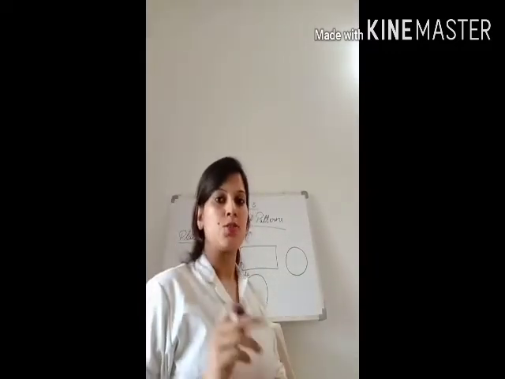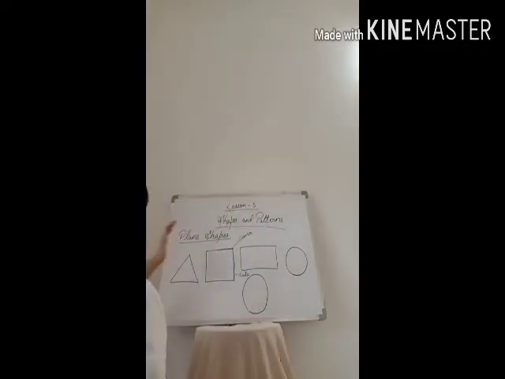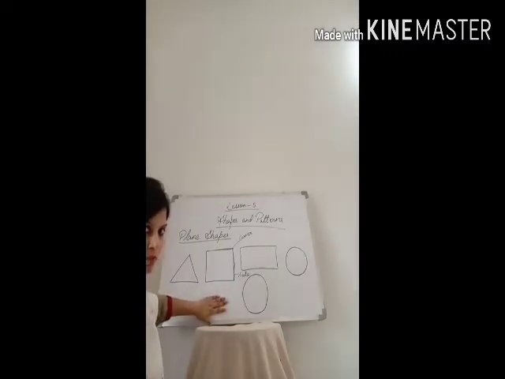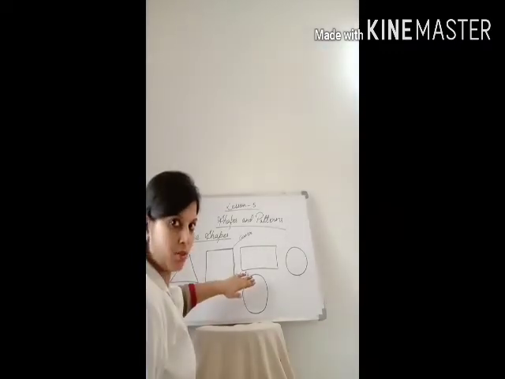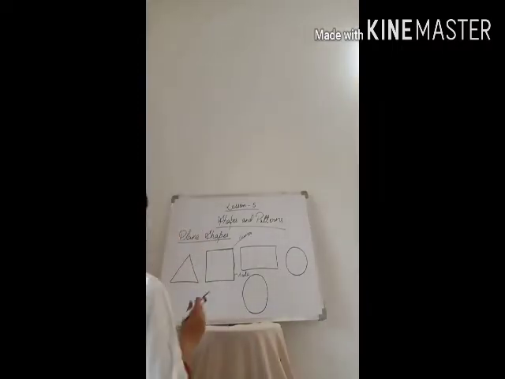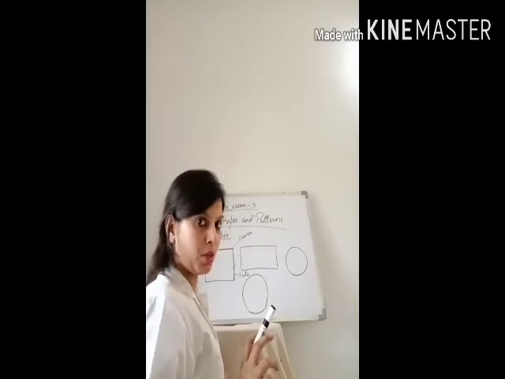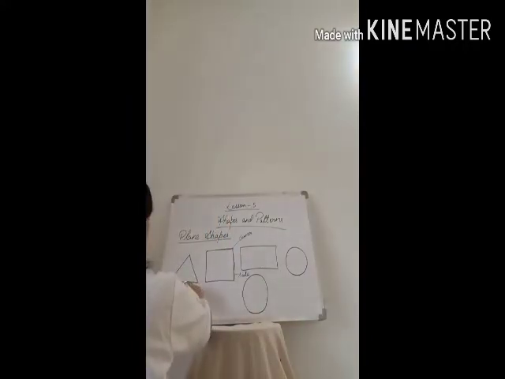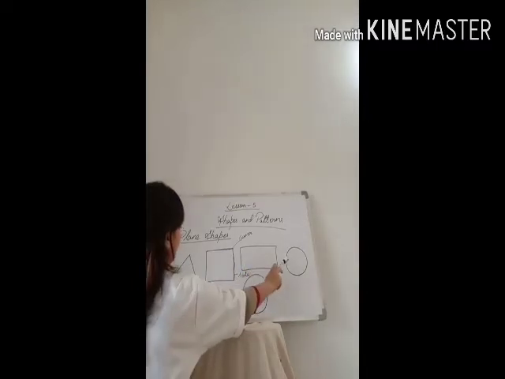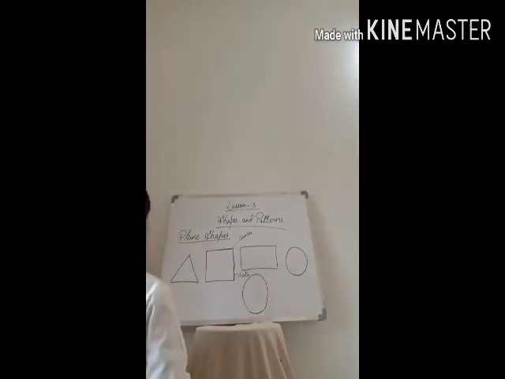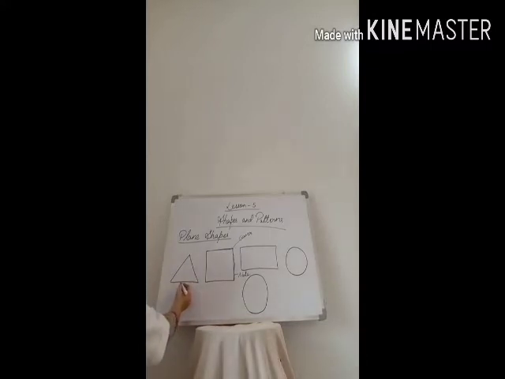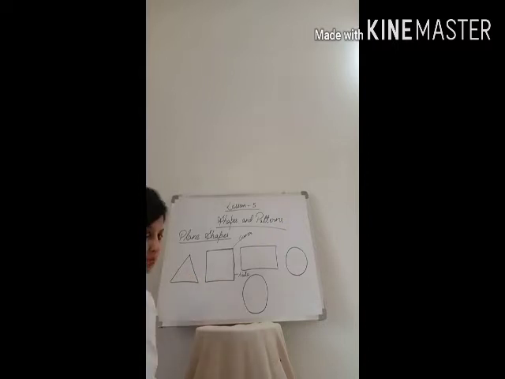So this is the example of plane shape. First, we have to be clear about this also. All shapes that we draw on a flat area are plane shapes. So, these are triangle, square, rectangle, circle, oval. A triangle has three sides: 1, 2, 3. And a triangle has three corners.